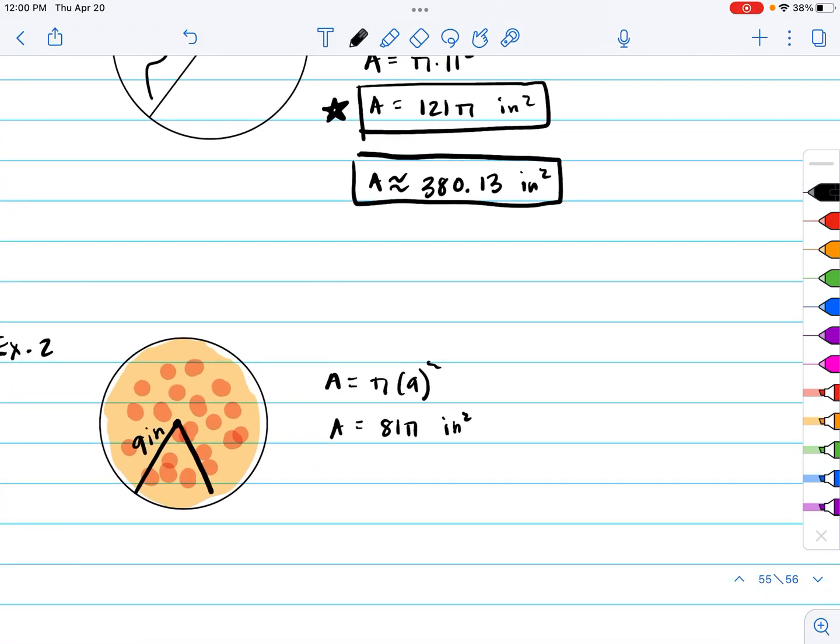What if I wanted to solve for a slice of pizza, or let's say even half of the pizza, right? Let's say this half was eaten. We have half the pizza left. We obviously would just cut this in half.